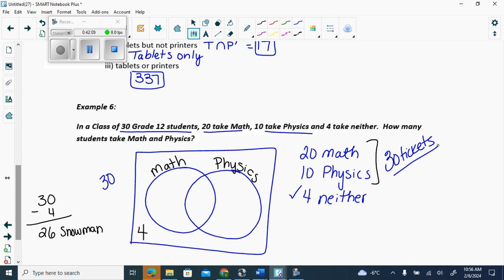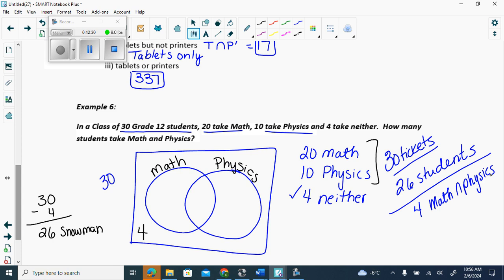So if there are 30 tickets, but there are 26 students, how many of those students overlapped? How many of those students put in more than one ticket? 4. 4 are in math and physics. Do we agree? Does that make sense? We're going to practice it a lot. Don't get me wrong here, but if I can get at least half of you to make that make sense right now, I'm winning. Okay?